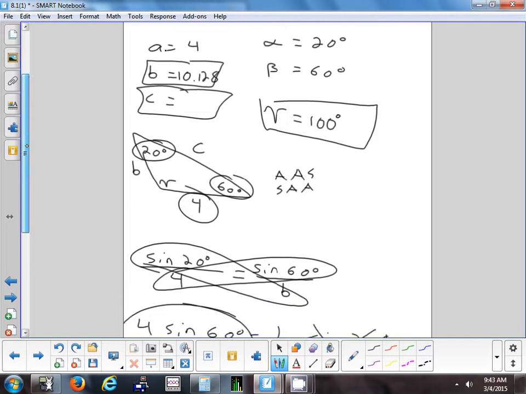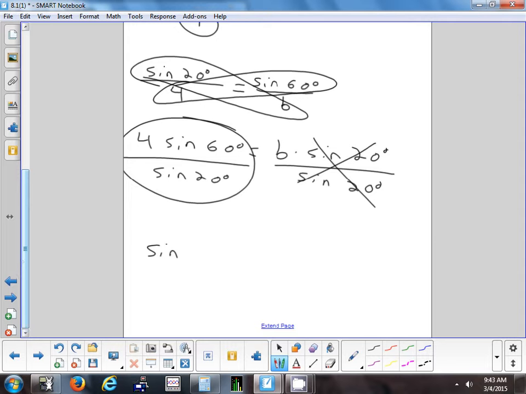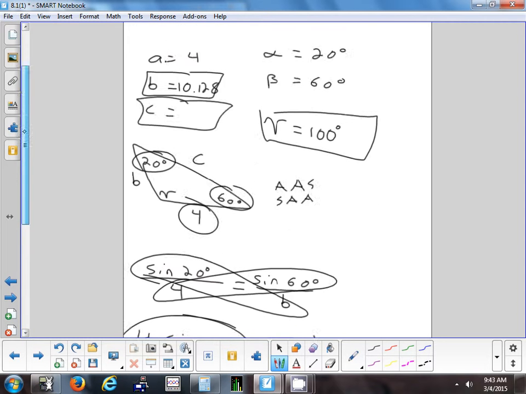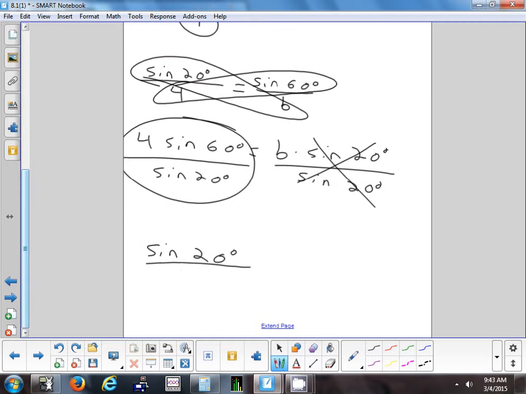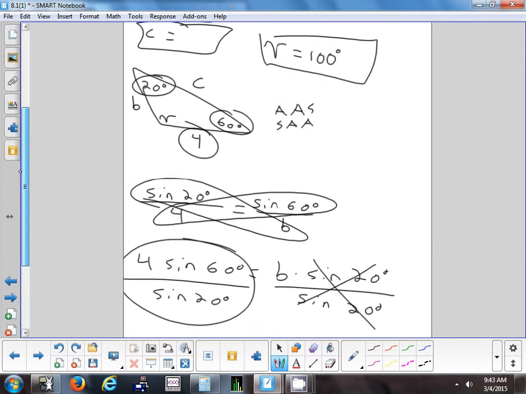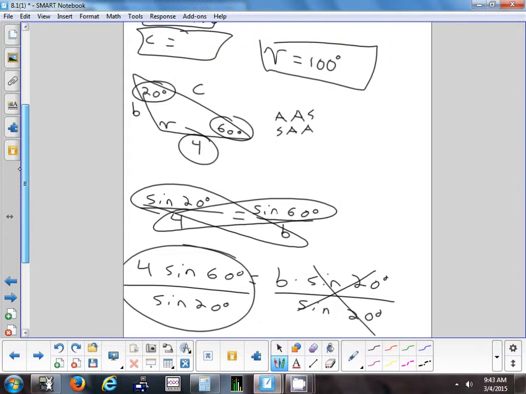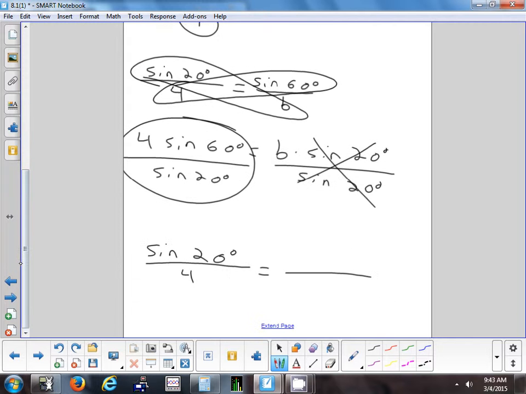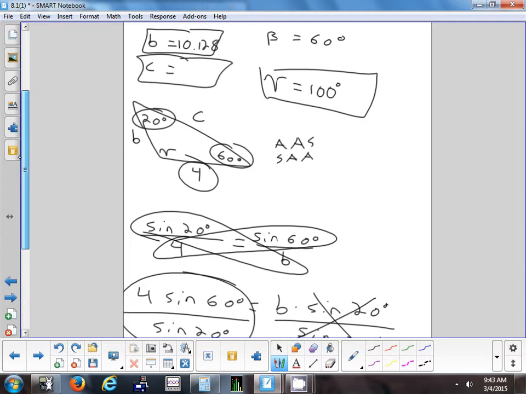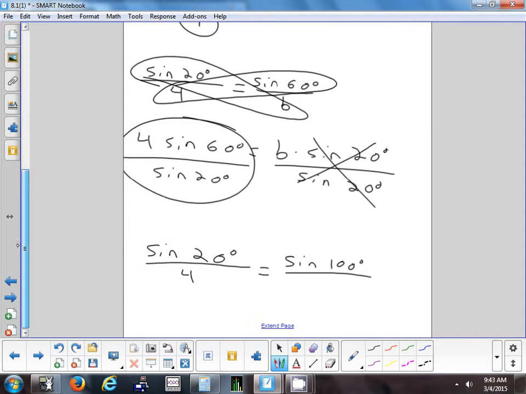Okay, so at least we know that that part's right. So the sine of 20 over 4 equals, and what am I going to put on the other side to solve for C? Sine of 100 degrees over, we know gamma, C.